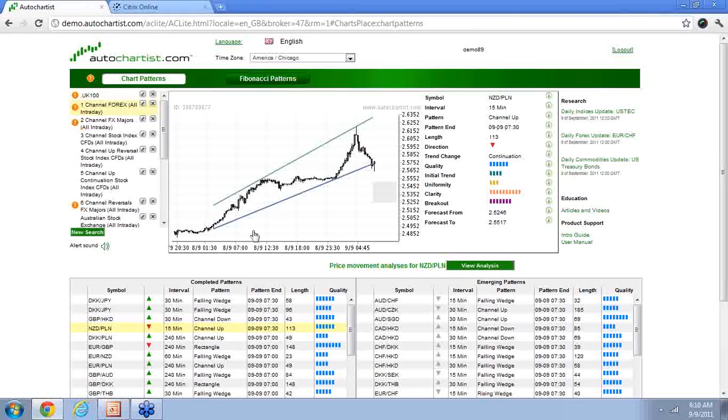So here's a 15-minute on a 113-bar length. So that's important that you have a good look at this particular pattern, and you see these solid relationships between this bottom and this bottom and this top and this top. That helps give you a high clarity rating.